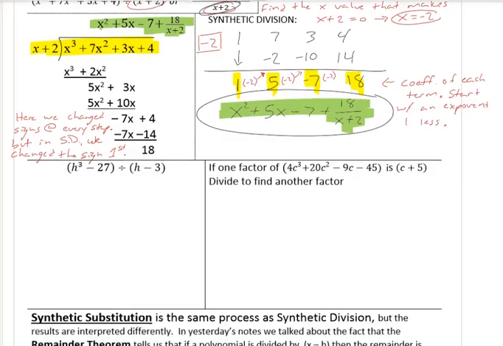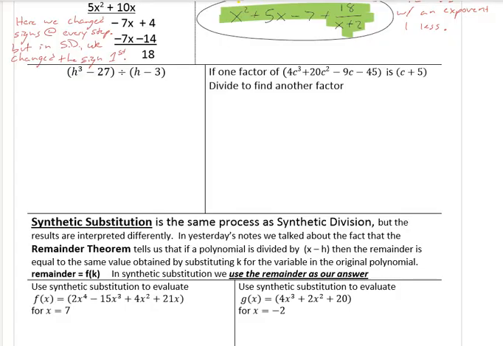Let's do another example. So in this one here, I have h cubed plus, remember, 0h squared plus 0h minus 27. So my numbers are 1, 0, 0, negative 27, with the opposite of this would be a positive 3 in the box. First step, add down 1. Multiply by 3, because that's the number in the box, and I get 3. 0 plus 3 is 3.